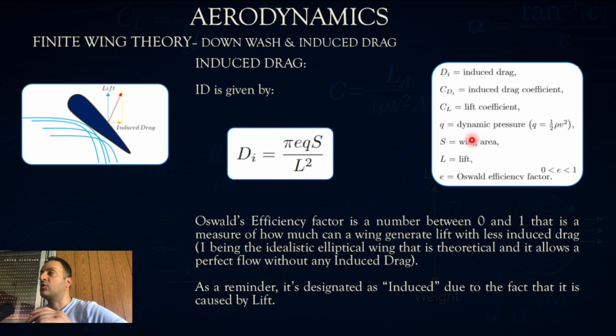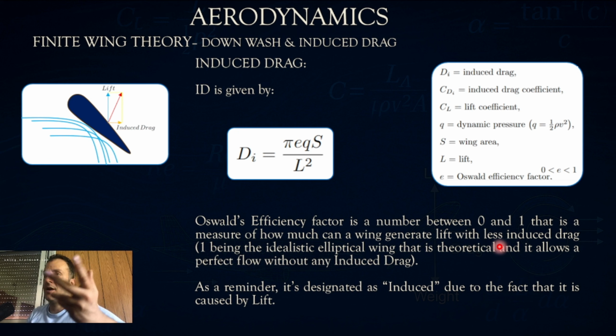Q is the dynamic pressure, or 1/2 rho v squared, times S, which is the surface area, the wing area, divided by L, which is the lift coefficient. So for higher lifts, more powerful lifts, you have a lesser induced drag. So the induced drag is counterproductive to the lift. It's inversely proportional to it. Again, Oswald efficiency factor is a number between 0 and 1. That is a measure of how efficient the wing is, how much a wing can create lift with less induced drag.